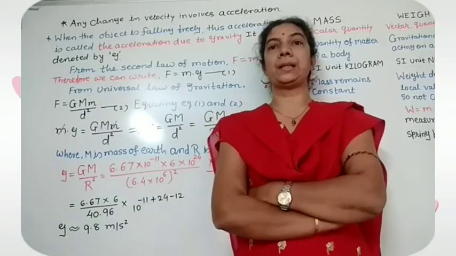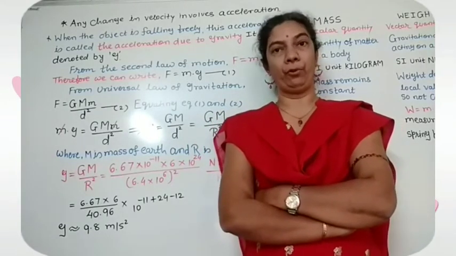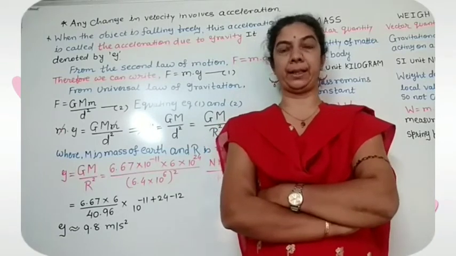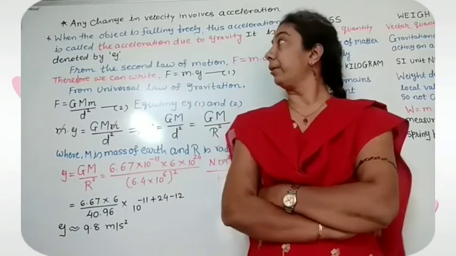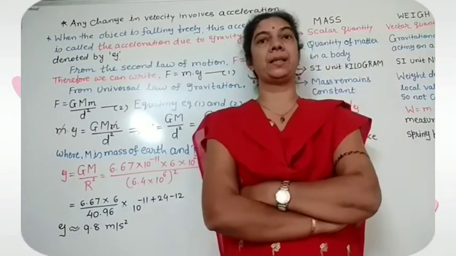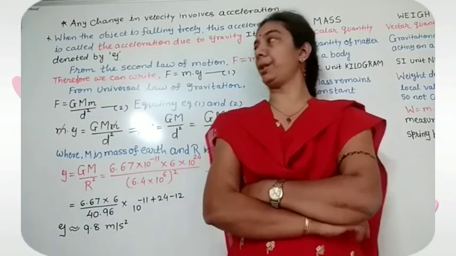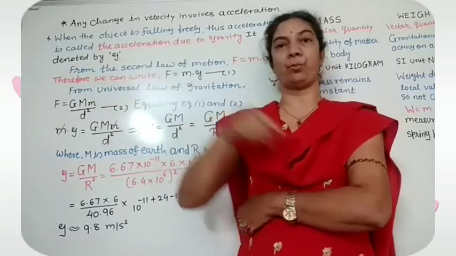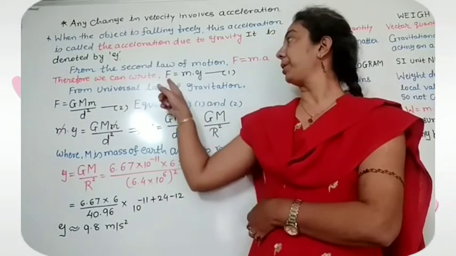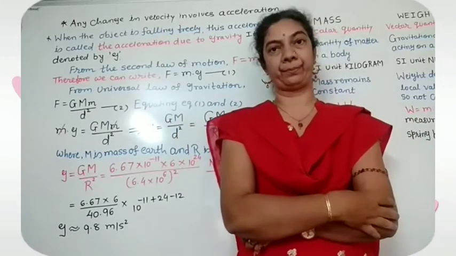According to Newton's second law, force is the product of mass and acceleration. Here the force is the gravitational force, the mass is the mass of the object, and the acceleration is replaced by small g. So we get the equation F equals m into g.